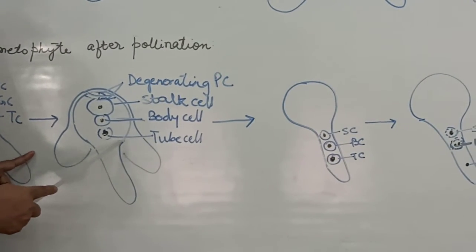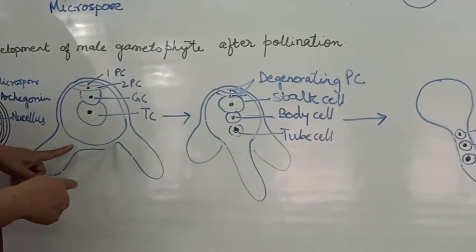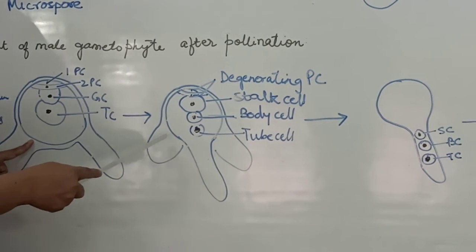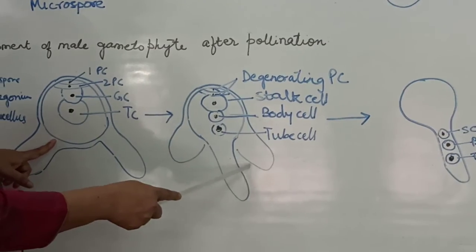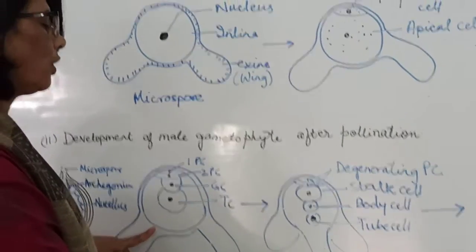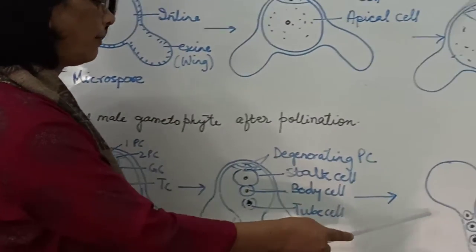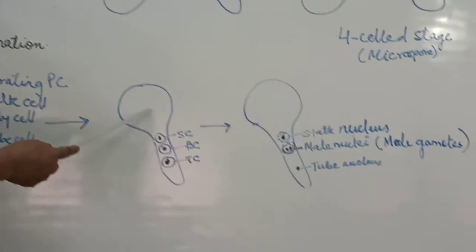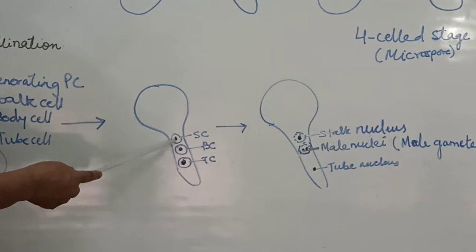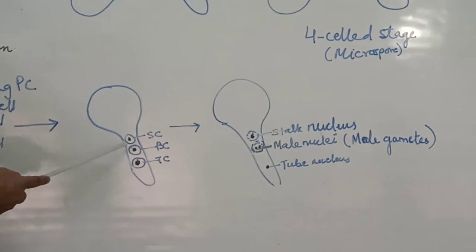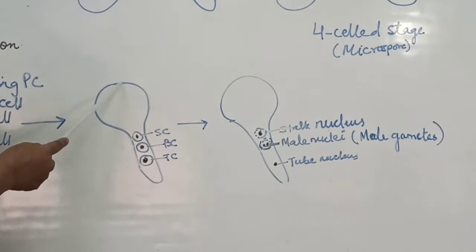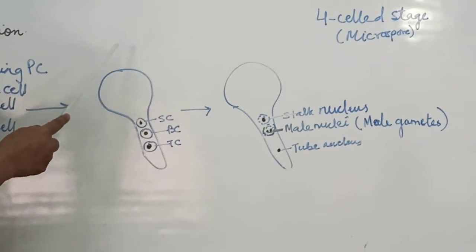Meanwhile, the exine, which was continuous, breaks open, and the intine comes out in the form of a tube. So this structure is known as pollen tube. In the next, we can see that the content which was on the upper side moves towards the pollen tube. So what are the contents? We have the stalk cell, the body cell and the tube cell. The two prothallial cells are degenerated.